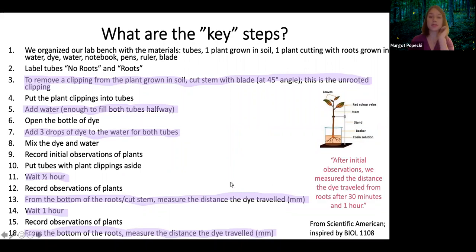Another thing I'd like to emphasize is that these key steps, waiting different time periods and then taking measurements at those time points, is a little bit repetitive. So if you were to write that up, it might feel kind of choppy. So one way to avoid that is to just summarize. So you could say something like, after initial observations, we measured the distance the dye traveled from the roots after 30 minutes and 1 hour.